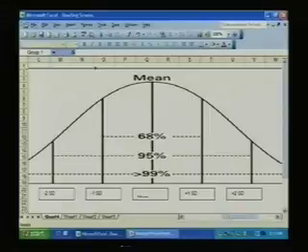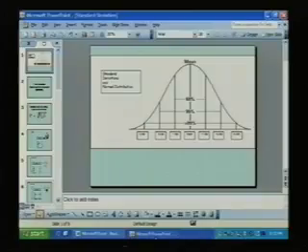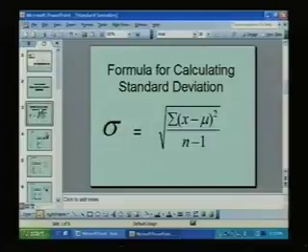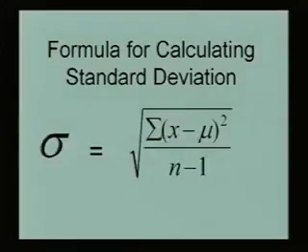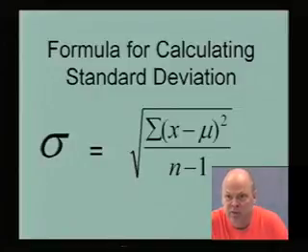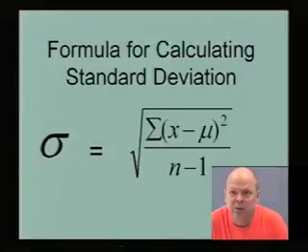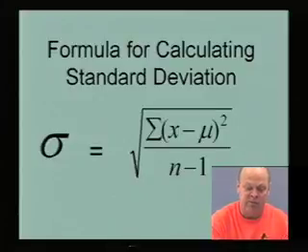All right, going back to the PowerPoint here and remembering where these numbers came from: we took the sum of each number minus the mean, squared, and then we divided by n minus 1, which in this case, with 10 numbers, meant 9, and then took the square root of it. It gives us the standard deviation.